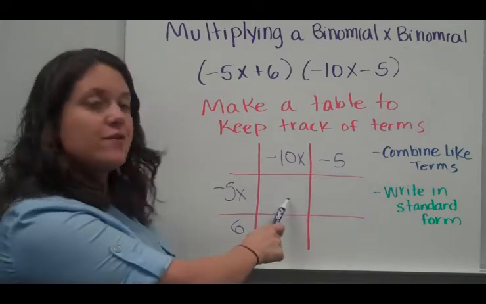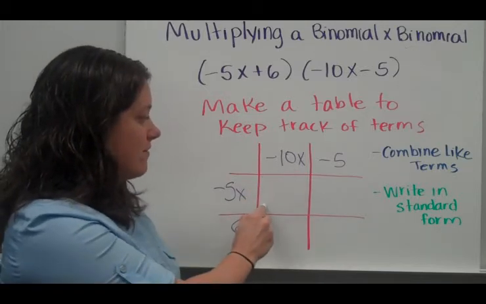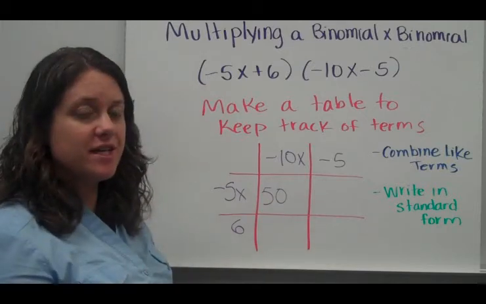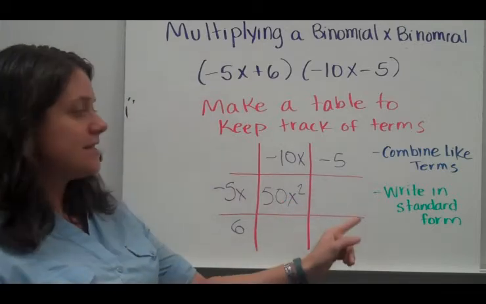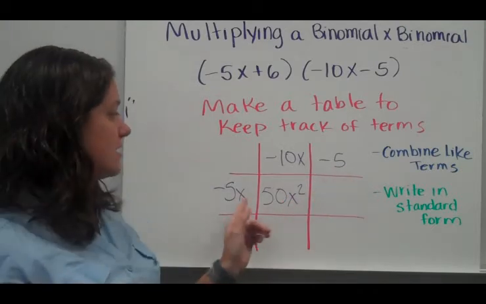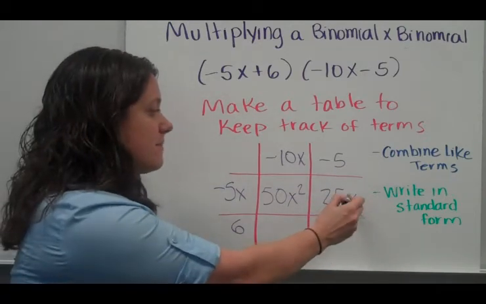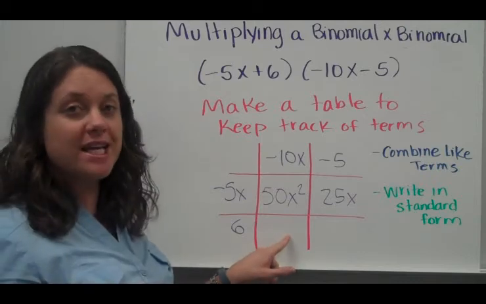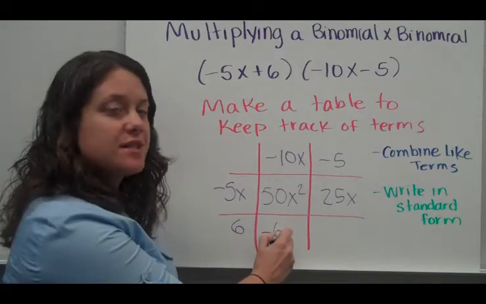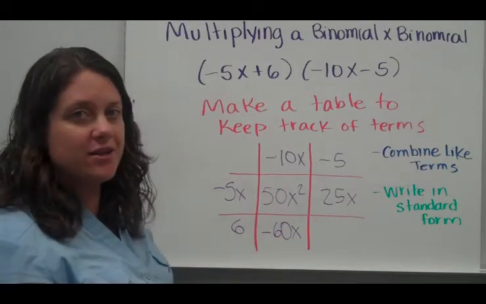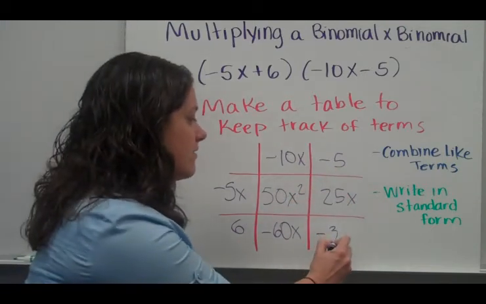So in order for this first one, I'm going to multiply these two together. So negative 10 and negative 5 makes a positive 50, and then x times x makes x squared. Then for this second box, I'm going to do a negative 5 times a negative 5 gives me 25x. Okay, in this box, I'm going to do negative 10x times 6. So a negative 10 times 6 is negative 60. And then add the variable. Lastly here, negative 5 times 6, that gives me a negative 30.